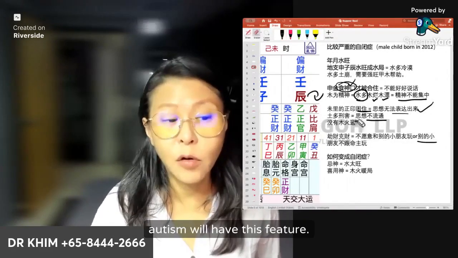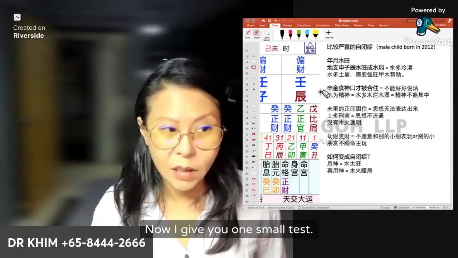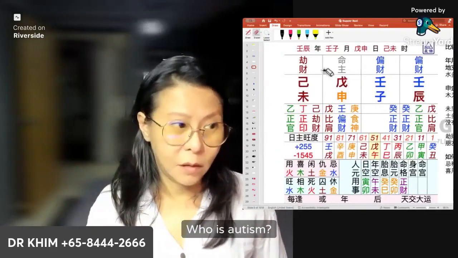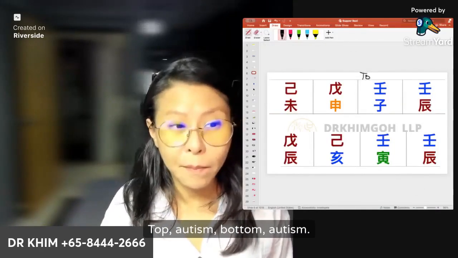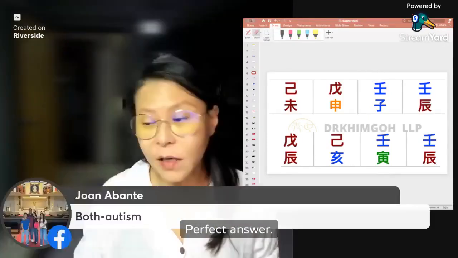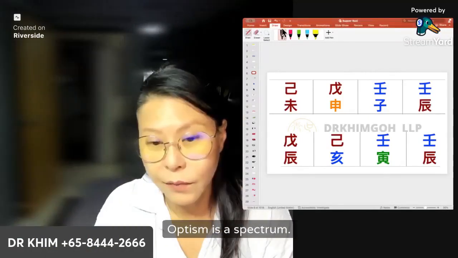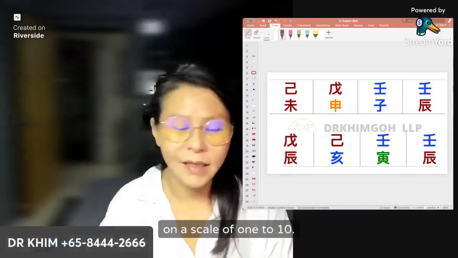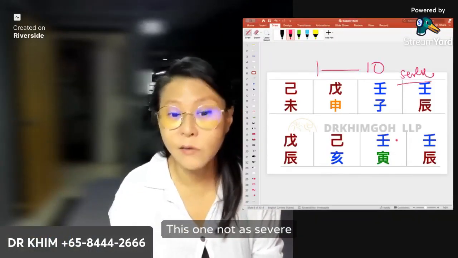So, autism will have this feature. Now, I give you one small test. Who is autism? Who is not autism? Top, autism. Bottom, autism. Who is autism? Perfect answer. Both are. Do you see the similarities in the chart? Autism is a spectrum. On a scale 1 to 10, this one severe. This one not as severe as the top.